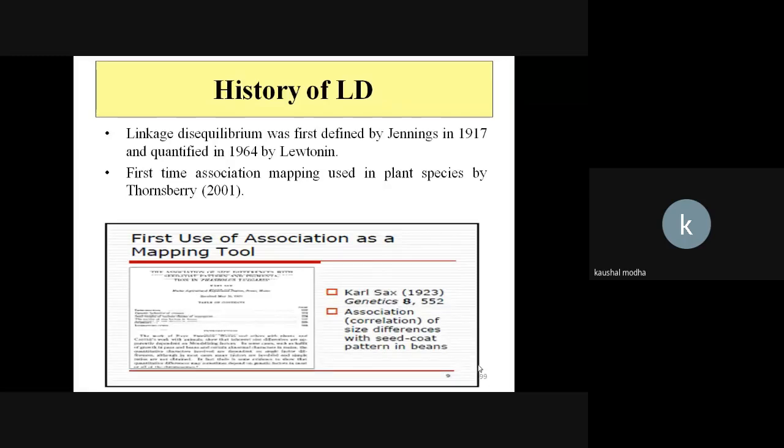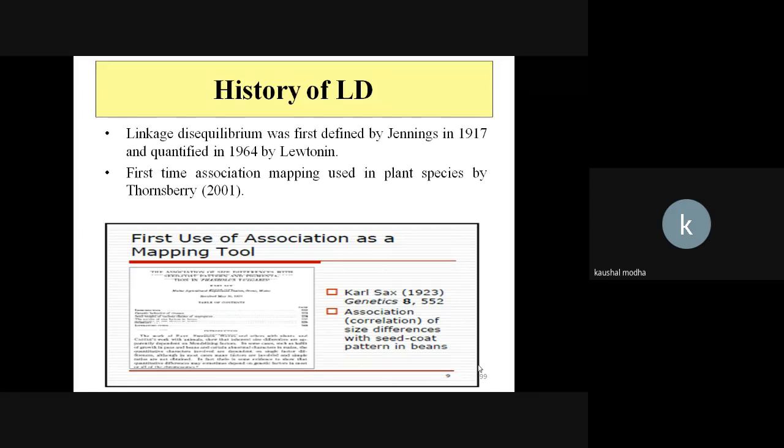Linkage disequilibrium was first defined by Jennings in 1917, and then it was quantified. The formulae were given in 1964 by Newton. And association mapping was first applied in plants by Thornsberry et al. in 2001 in maize. So we started applying association mapping in plants since 2001. And then there were many improvements, there are many methods. Association mapping was limited to animals. In plants, scientists were not utilizing association mapping.